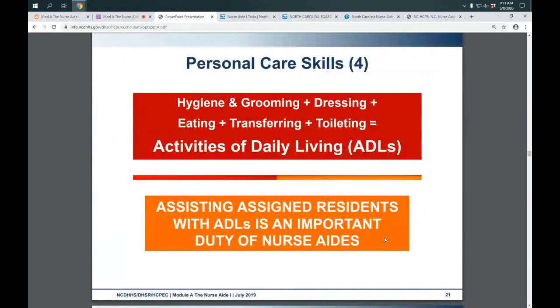Personal care skills, again, those are your ADLs. You will hear this term a lot. ADLs, go ahead and just stick that in your brain. Activities of daily living. And again, it's all these things: hygiene, grooming, dressing, eating, transferring, toileting. It's all the things we do every single day. Okay?